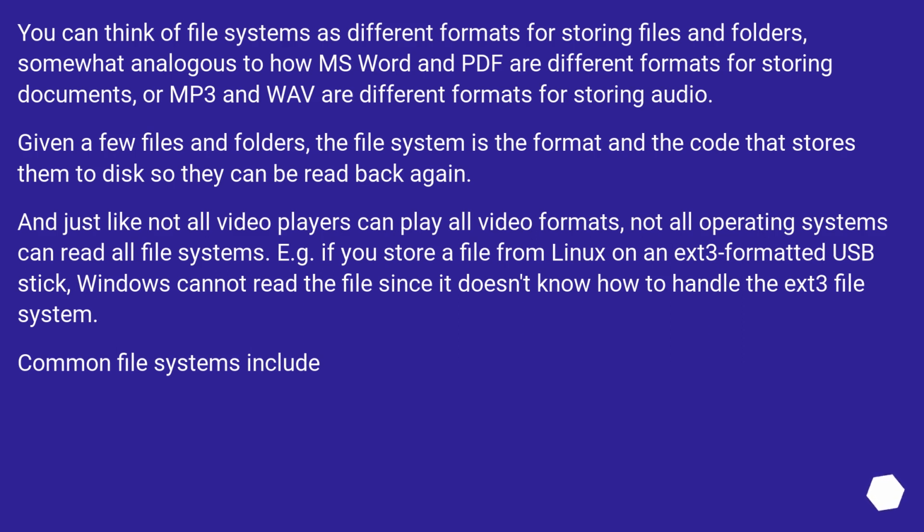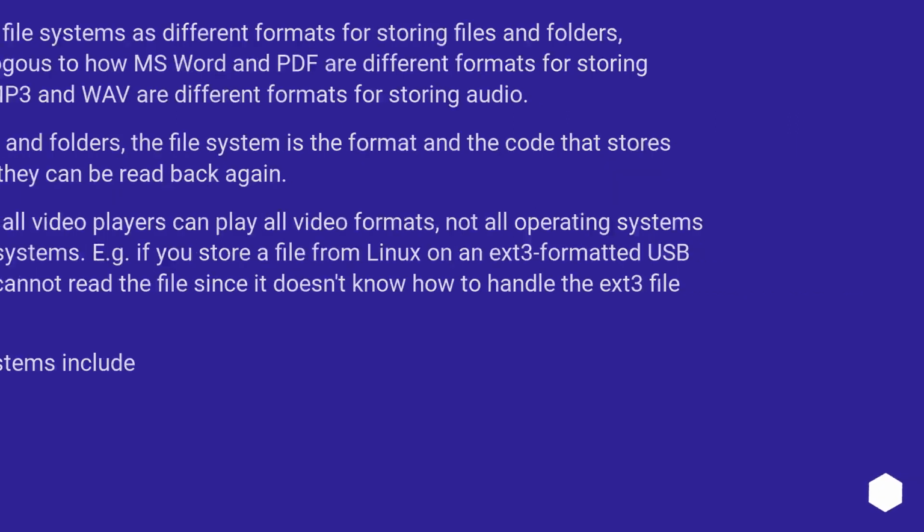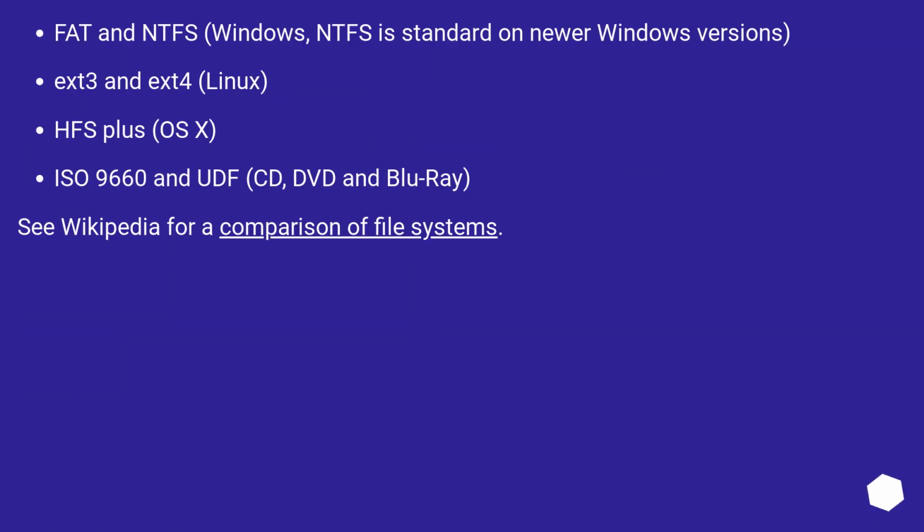Common file systems include FAT and NTFS, Windows. NTFS is standard on newer Windows versions. ext3 and ext4, Linux. HFS+, OS X. ISO 9660 and UDF, CD, DVD and Blu-ray. See Wikipedia for a comparison of file systems.